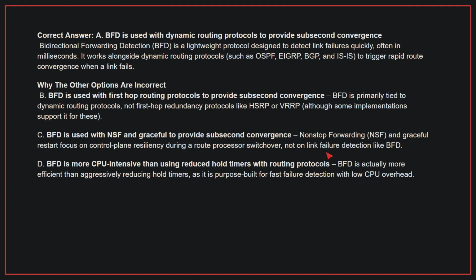Why the other options are incorrect? B. BFD is used with first-hop routing protocols to provide sub-second convergence. BFD is primarily tied to dynamic routing protocols, not first-hop redundancy protocols like HSRP or VRRP. C. BFD is used with NSF and graceful restart to provide sub-second convergence. NSF and graceful restart focus on control plane resiliency during a route processor switchover, not on link failure detection like BFD. D. BFD is more CPU intensive than using reduced hold timers with routing protocols. BFD is actually more efficient than aggressively reducing hold timers, as it is purpose-built for fast failure detection with low CPU overhead. Therefore, the correct answer is A.